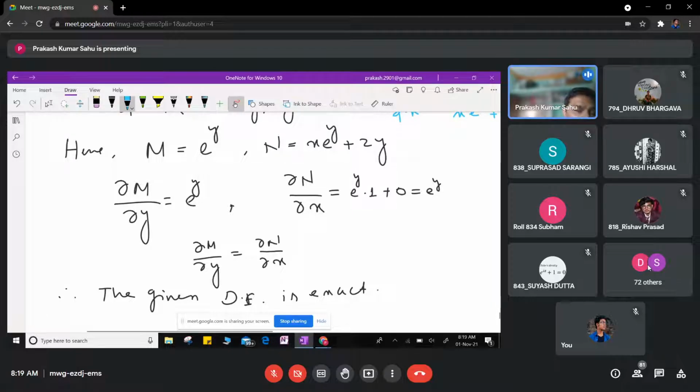Then you check non-homogeneous or not. If it is of the particular non-homogeneous form, then we can easily solve it. If it is not, then go to the next, exact or not. If it is exact, then you can solve it. Otherwise you go to the next step. Many methods are there, step by step.